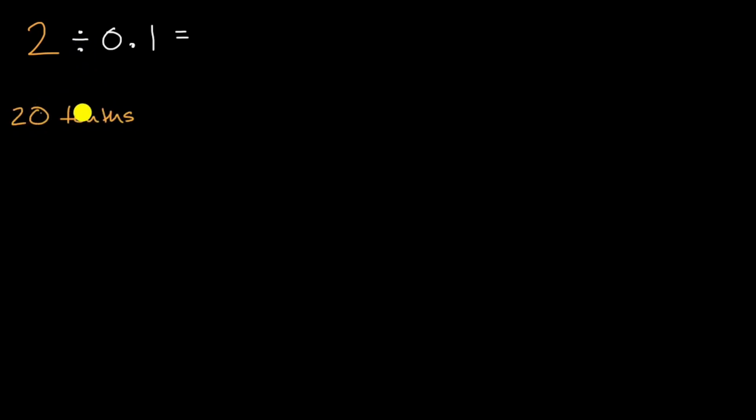And so that's going to be 20 tenths divided by, and instead of just writing it as 0.1, we know this is the same thing as 1/10. So divided by 1/10. And so if I have 20 of something, and if I divide it into groups of 1 of that something, how many groups am I going to have? Well, I'm going to have 20 equal groups of 1. So 20 tenths divided by 1/10 is equal to 20.